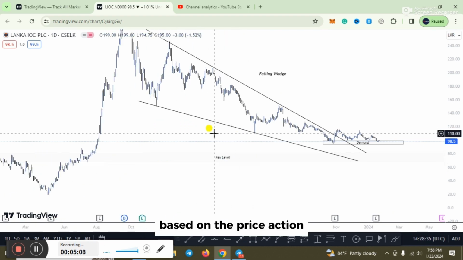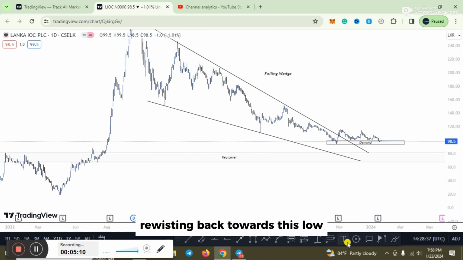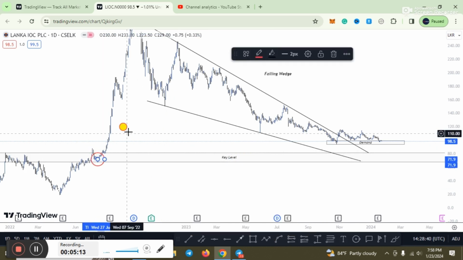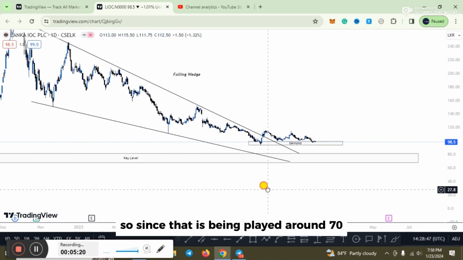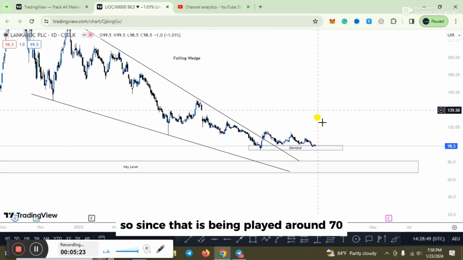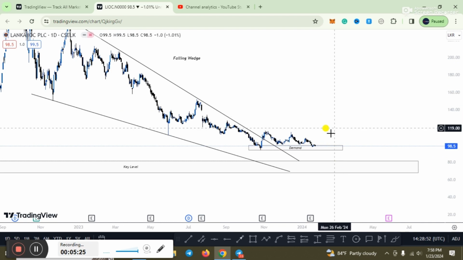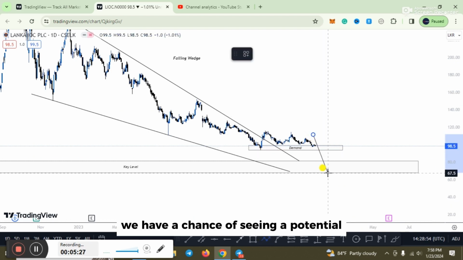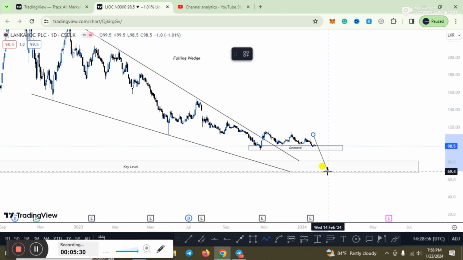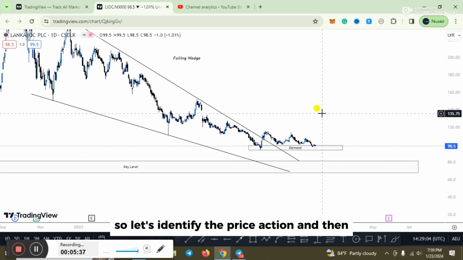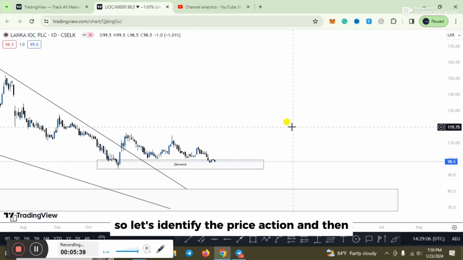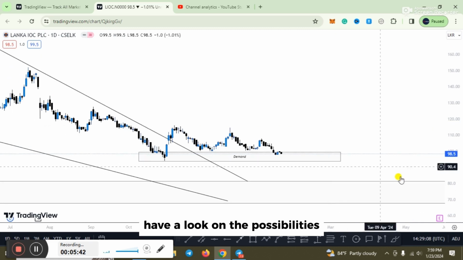Based on the price action, we have a potential of revisiting this low. We have this very strong low or buying level identified. Since that was played around 70, we have a chance of seeing a potential downward momentum or a perfect reversal around this demand zone. So let's identify the price action and then have a look at the possibilities.